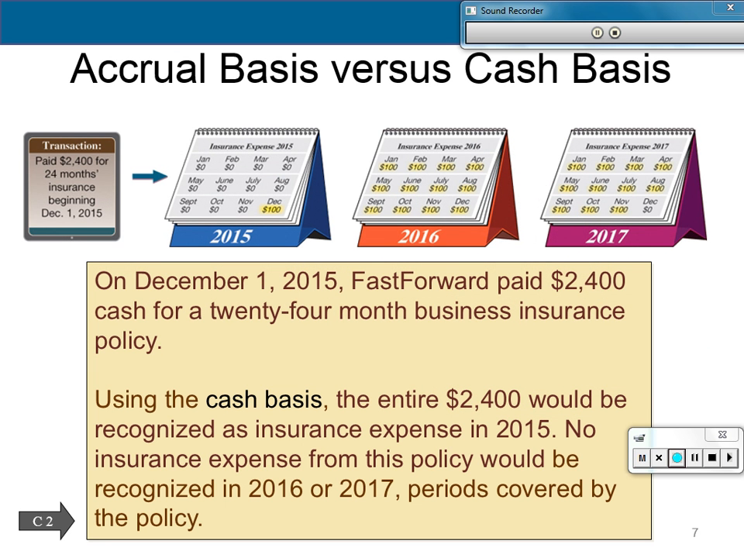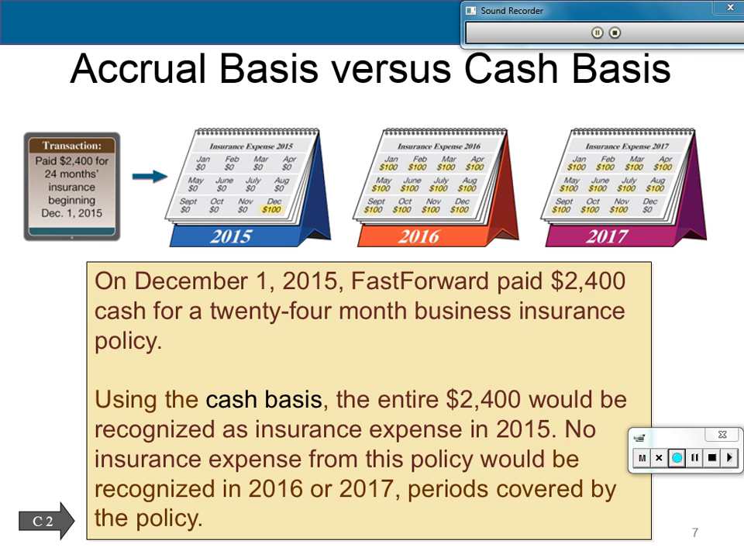So accrual basis versus cash basis. Let's look at this example. It says on December 1st, 2015, paid $2,400 cash for a 24-month business insurance policy. So automatically reading that, they paid $2,400 for an insurance policy for 24 months. What accounts are affected here? Prepaid insurance and what else? Cash. So it says using a cash basis, that entire $2,400 would be recognized as insurance expense.